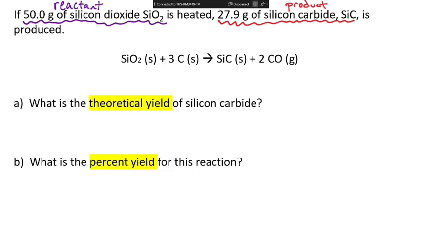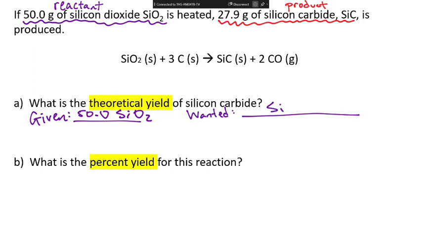To find your theoretical yield, you're going to do mass-to-mass stoichiometry starting with 50 grams of silicon dioxide. So I'm going to say given 50 grams of silicon dioxide, SiO2, I want to find out how much silicon carbide, SiC, in grams, that I would expect to get. This is going to be called the theoretical yield because it's based on mass-to-mass stoichiometry from this reaction.